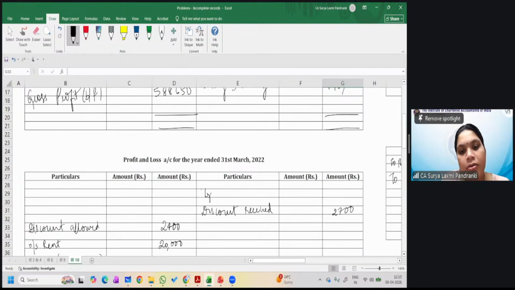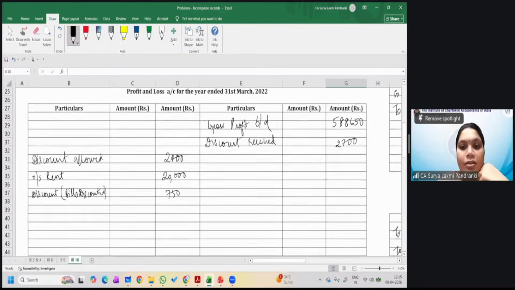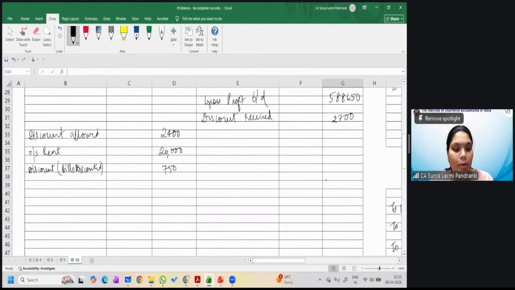Profit and loss. Yes, ma'am. Brought down, by gross profit, the profit is 5,88,650. I don't think we have anything else on the credit side, but other transactions on the debit side have to come up, no? Yes.